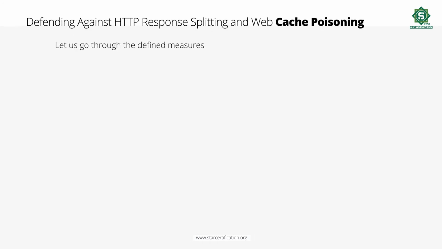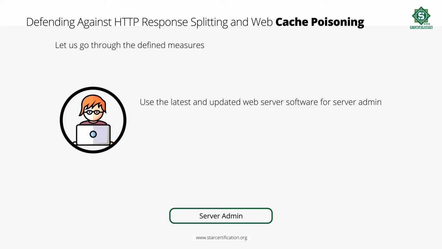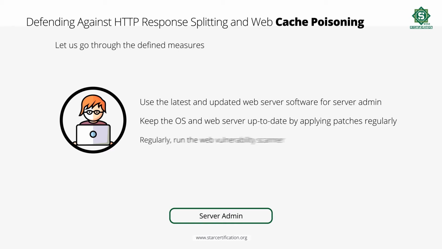Let's go through the defined measures. Server admin: use the latest and updated web server software. Keep the OS and web server up to date by applying patches or fixes regularly. Regularly run the web vulnerability scanner.